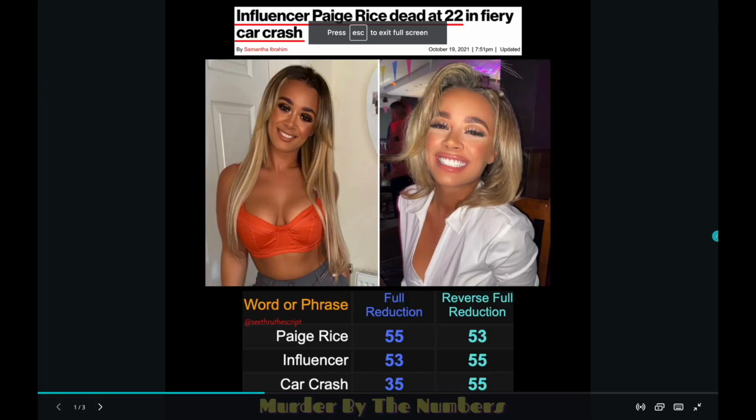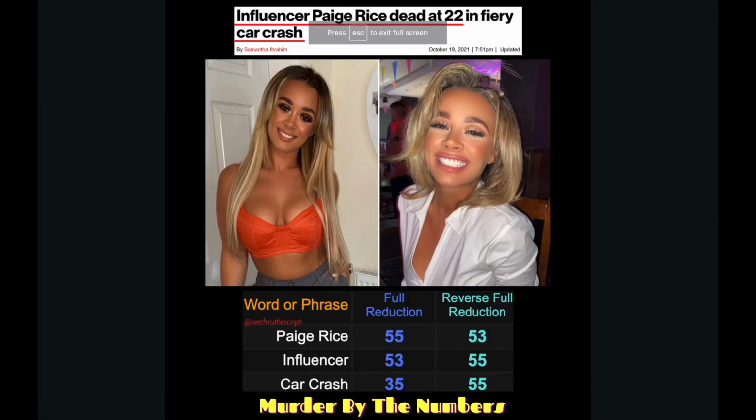As you can see, her full name in the reduction ciphers is Paigerice, which equals 55 and 53. This matches with influencer and car crash. Notice the difference being with influencer, it's just reversed in the ciphers. And then with car crash, you could see the 35 is the reflection of 53. In numerology, reflections are just as important as the number match itself.